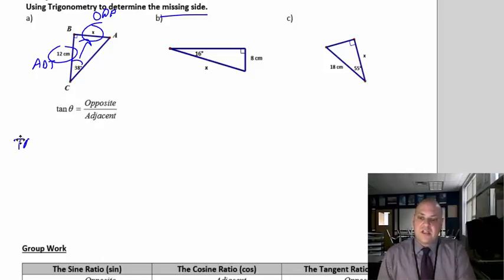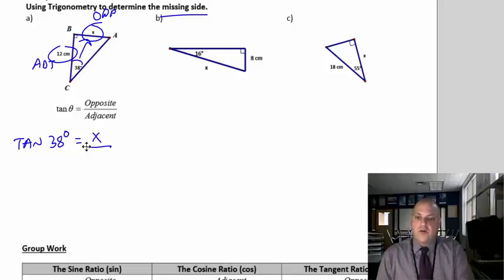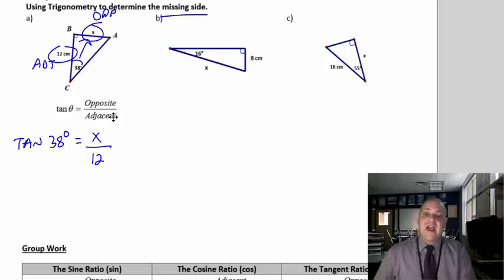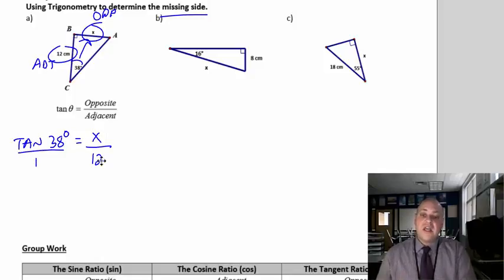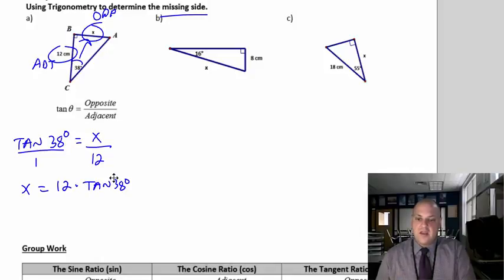So it's going to be tangent theta, which is 38. So you're going to say tan 38 equals opposite, which is x, over adjacent, which is 12. So now the x is in a different spot. That's okay. Put this over 1 and cross multiply. 1 times x is just x. X equals 12 times tangent 38.